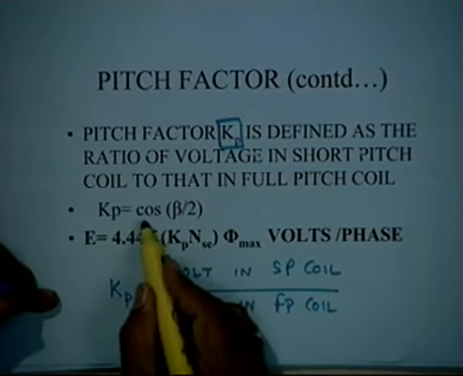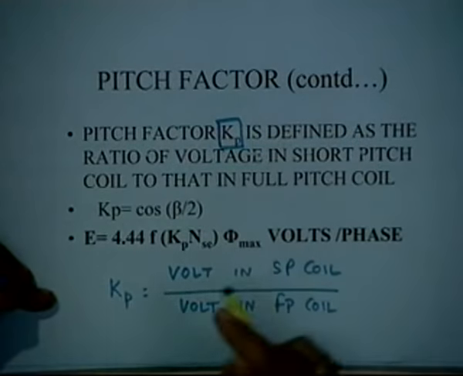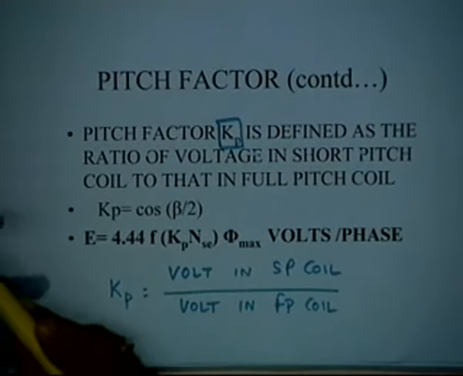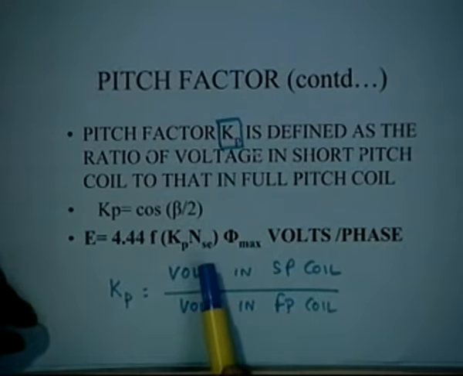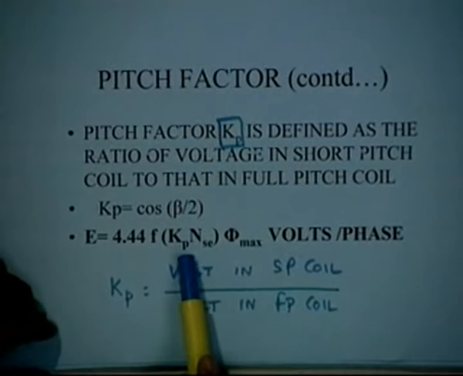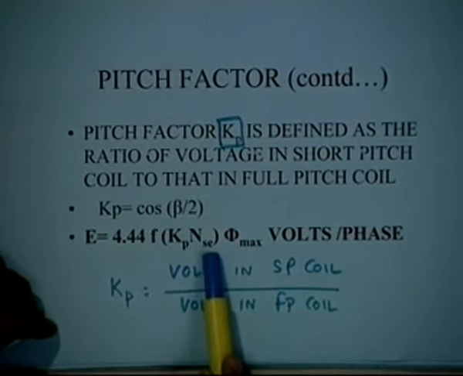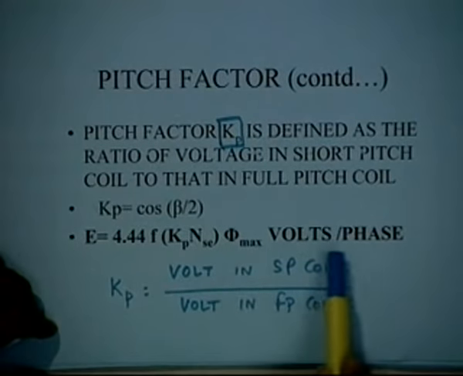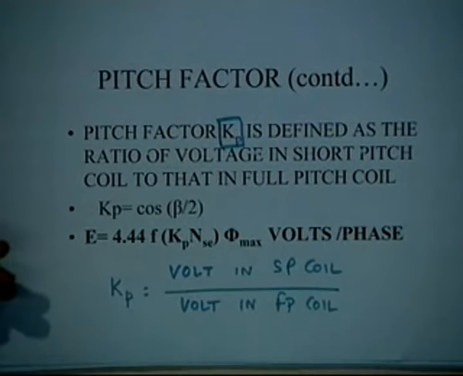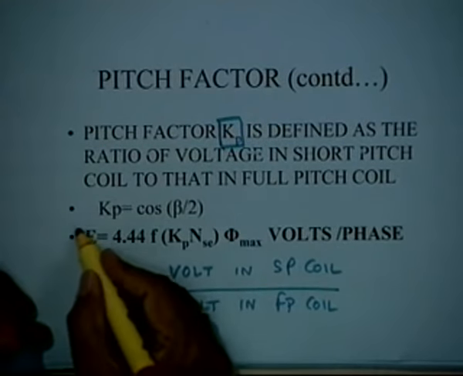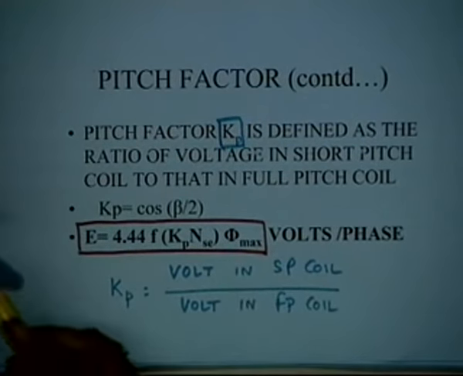Okay. That is nothing but cos, Kp is nothing but cos beta by 2. We have seen that 2E cos beta by 2. Now, what will be the actual voltage now? In a full pitch coil, we have said it is nothing but 4.44 F and phi. So, this will be multiplied by a factor Kp. We call this as E is equal to 4.44 F into Kp into NSE into phi max volts per phase. So, this will be now the new voltage in a short pitch coil. This is the expression. Okay.